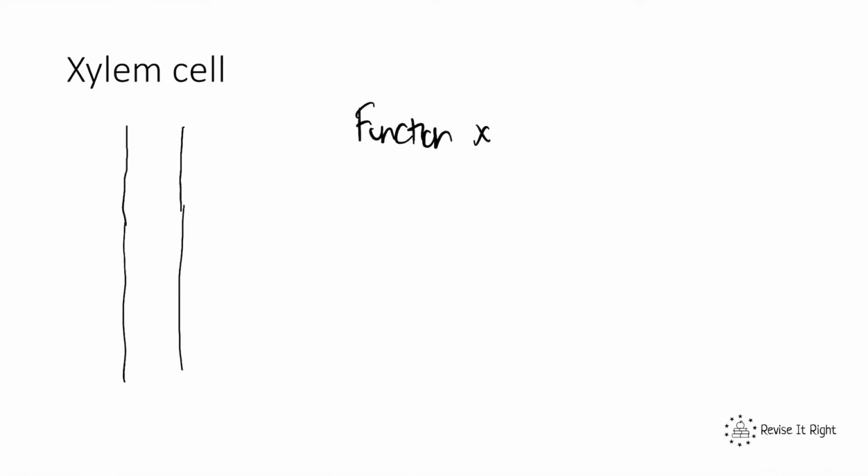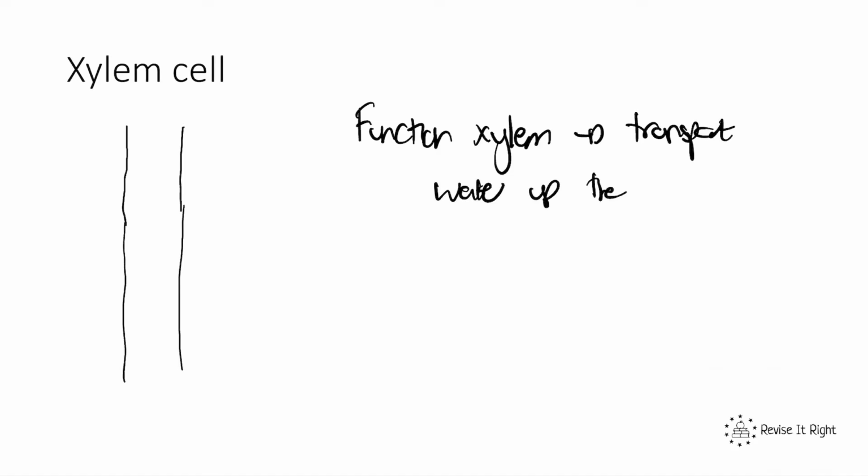So now we're going to look at the xylem cell. Okay, so the xylem and the xylem cell transports water up the plant. Okay, so the function of the xylem and the xylem cells is to transport water up the plant. So that water would come from the roots, from the root hair cells, up the xylem, and then go into the leaves where it could be used for photosynthesis. But for now, the function of the xylem is to transport water up the plant.